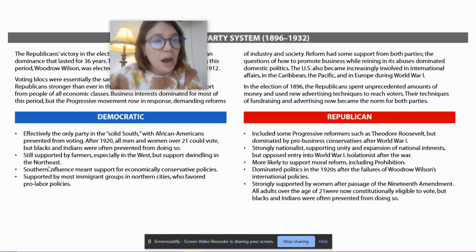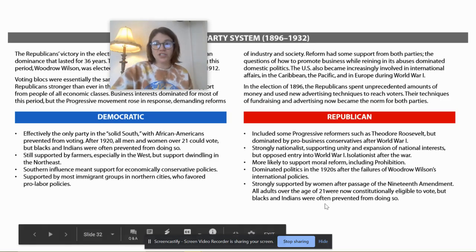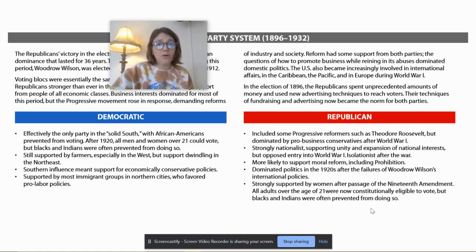So looking at each, again, the Democrats are heavily influenced by the South, effectively the only party in the solid South. The Republicans are a bit more in favor of some of the progressive policies, more likely to support those reforms, and they are strongly supported by women after the passage of the 19th Amendment. By this time, all adults over the age of 21 are eligible to vote, but Native Americans and African Americans were typically prevented from doing so, as we've already learned.